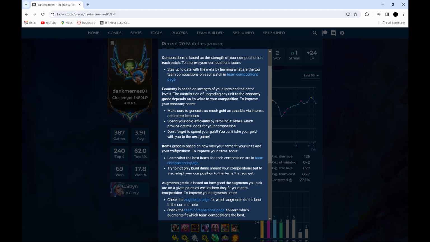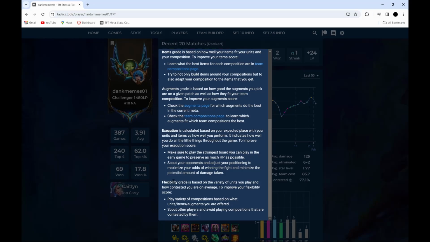So for example, if you look at what the items grade is, it's based off how well your items fit your units in your comp, right? However, the truth is that having perfect items every game isn't actually a good thing necessarily. So for example, everybody knows that the best items on Ezreal are Blue Buff, Red Buff, and Infinity Edge, right? But if we actually have those items on Ezreal every single game, we might have an S+ in items, but we will probably not be performing very well in the games, as it likely means we are greeding way too hard for the best possible items and being unwilling to settle for worse items in certain spots.